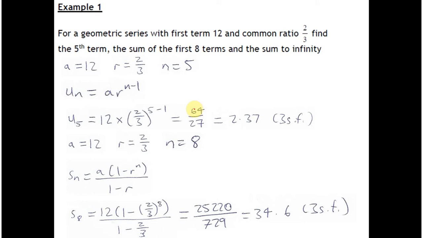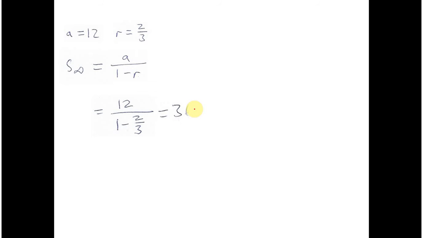Then the next stage is to find the sum to infinity. So for the sum to infinity, a is equal to 12 still, r is equal to 2/3. For the sum to infinity we don't need an n. So we go straight to the formula. Sum to infinity equals a over 1 minus r, which is 12 over 1 minus 2/3. Calculating, we get 36 exactly.